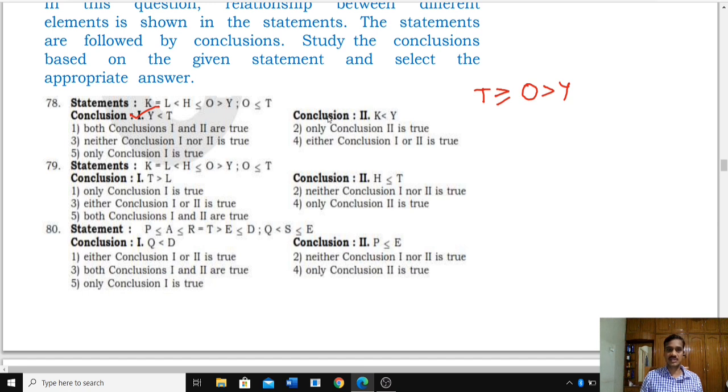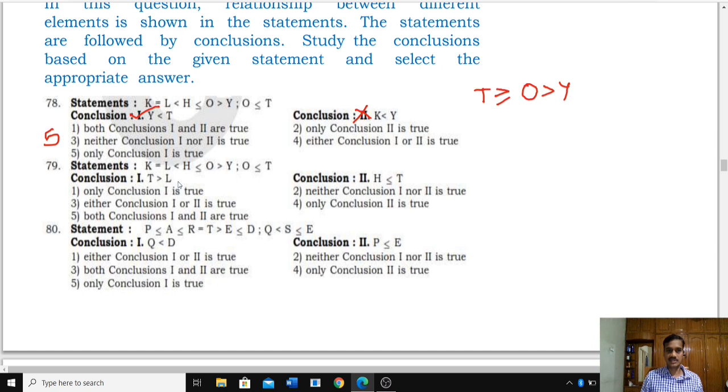Then coming to the second, K and Y. K is here, Y is here. Which element is common here? This is lesser than and this is greater than. Two opposite symbols between K and Y. Hence, no relation can be drawn. Hence, only one is true. Only one, that is choice 5, 78. Then 79.